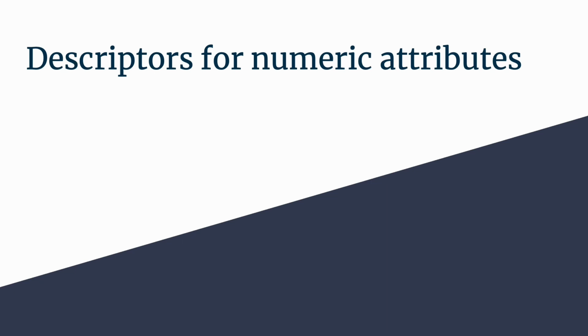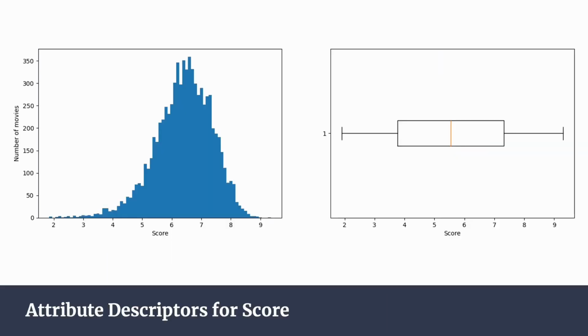And then we decided to look at numeric attributes, and the very first one is the score. So this is the score given to the movie by the critics. And we can see it's a very nice normal distribution, with the average score given to a movie of 5.5.